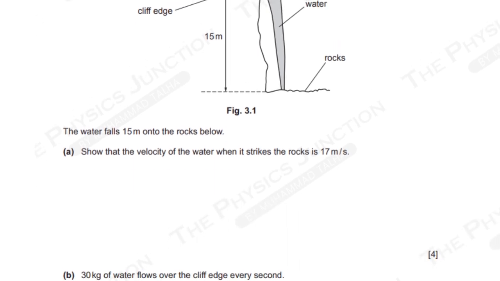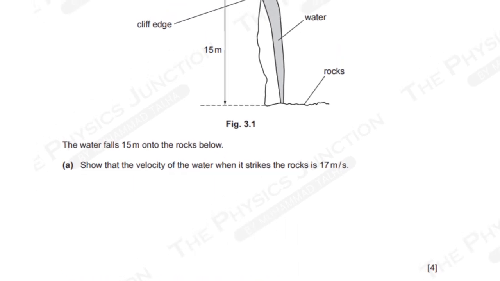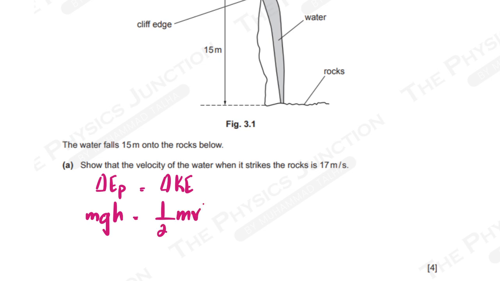So then you need to show that the velocity of the water when it strikes the rock is 17 meters per second. Again, what you would say is this, that the loss in potential energy equals the gain in kinetic energy. You might see that there is no mass provided to you for the water, and that's for a reason. So writing this as mgh equals half mv squared, you'll see that the m's cancel out anyway. So this means that the mass of the water does not have any effect on the speed of the water.